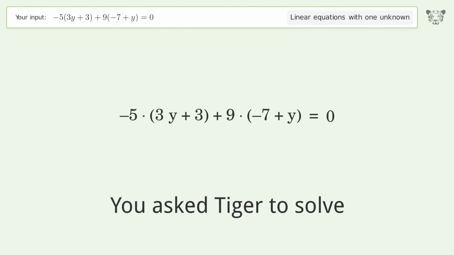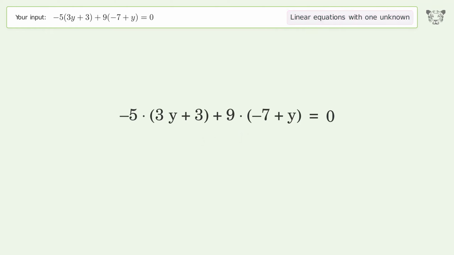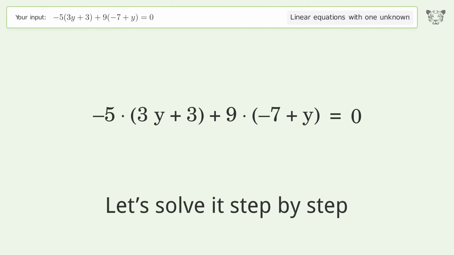You ask Tiger to solve. This deals with linear equations with one unknown. The final result is y equals -13. Let's solve it step by step.